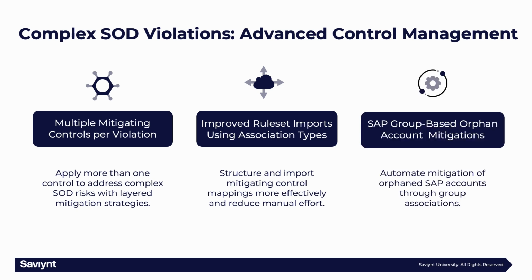In addition, you can now automate the mitigation of SAP accounts for logical rule sets. These groups act as logical owners, enabling Saviynt to apply mitigating controls even when there's no direct user tied to the account. Together, these features offer more robust and audit-friendly control over SOD risk violations.